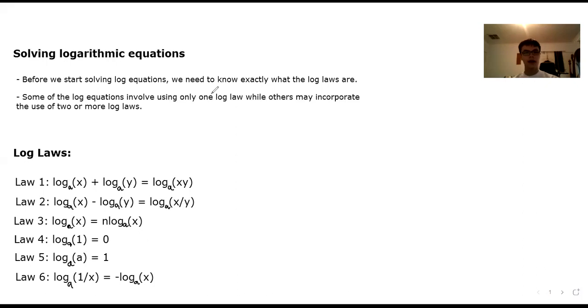All right, so hi everyone. Today we're going to have a look at how we're going to solve logarithmic equations.